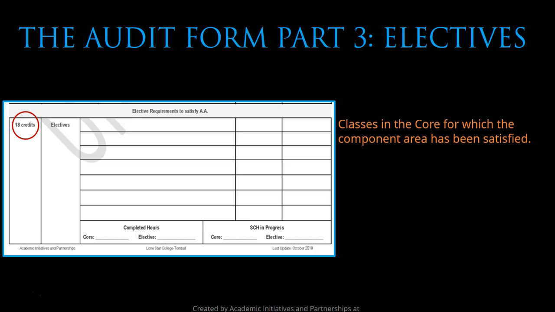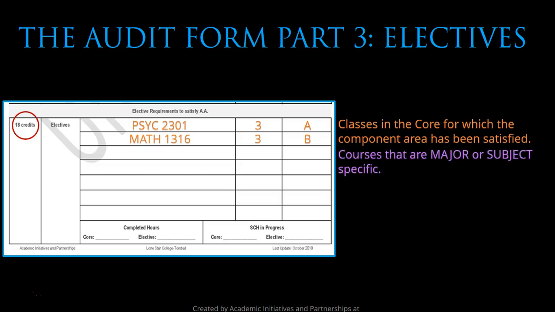And there are three different types of elective classes that you can take. The first is classes in the core for which the component area has been satisfied. So if you only need one math class, for example, and you take another math, like here, then that would be an elective. Psychology in this case, psychology is in the core, but that component area has already been met. So now that falls under elective.